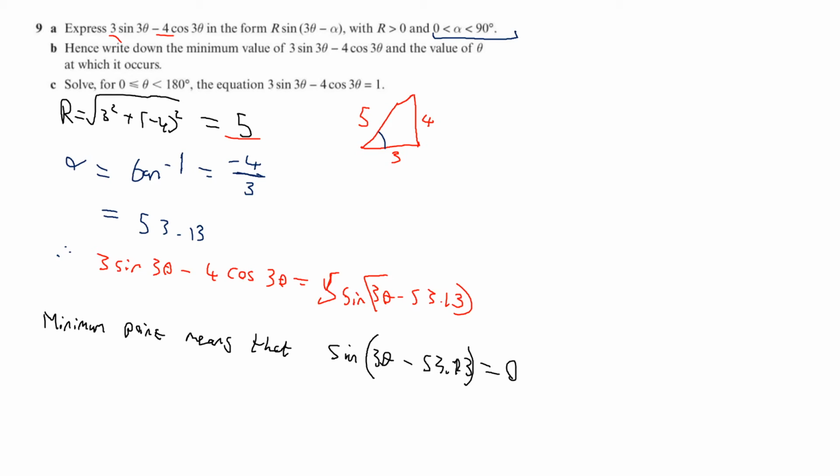Why? Because sine can only go between 1 and minus 1. Okay, actually, that's not true. So actually, it's equal to minus 1. Okay? So therefore, the minimum value is just going to be minus 5. Because it's minus 1 times 5. Okay? The question is what is theta when that happens?